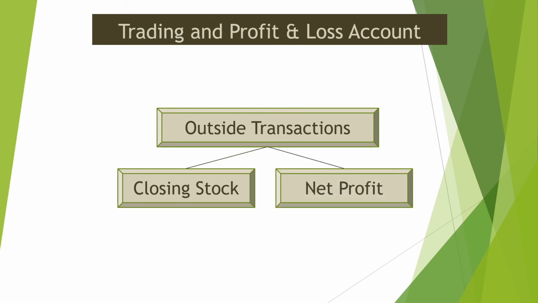The second one is net profit. In this statement, the net profit has been placed on the debit side to balance the final total. The same net profit will be credited in the balance sheet under the capital account, as capital will be added with the net profit amount.